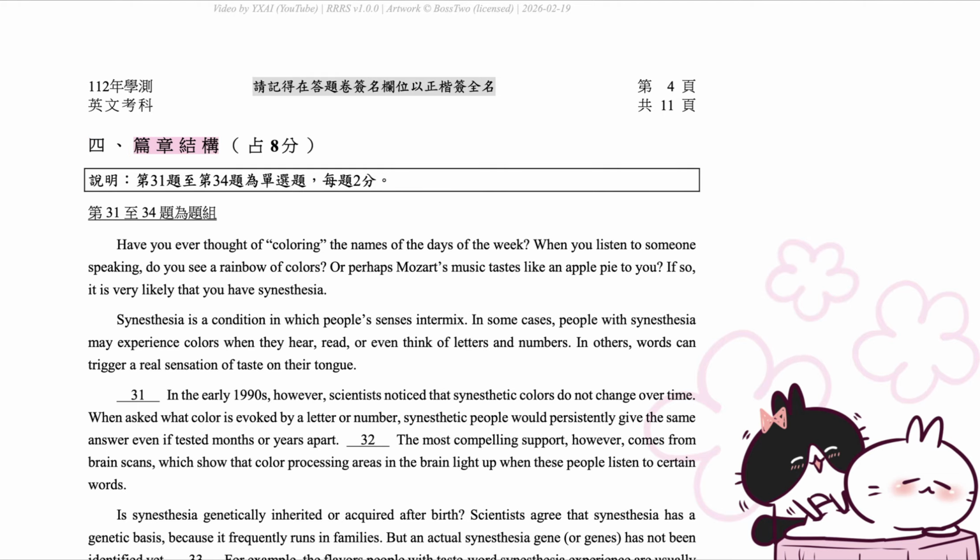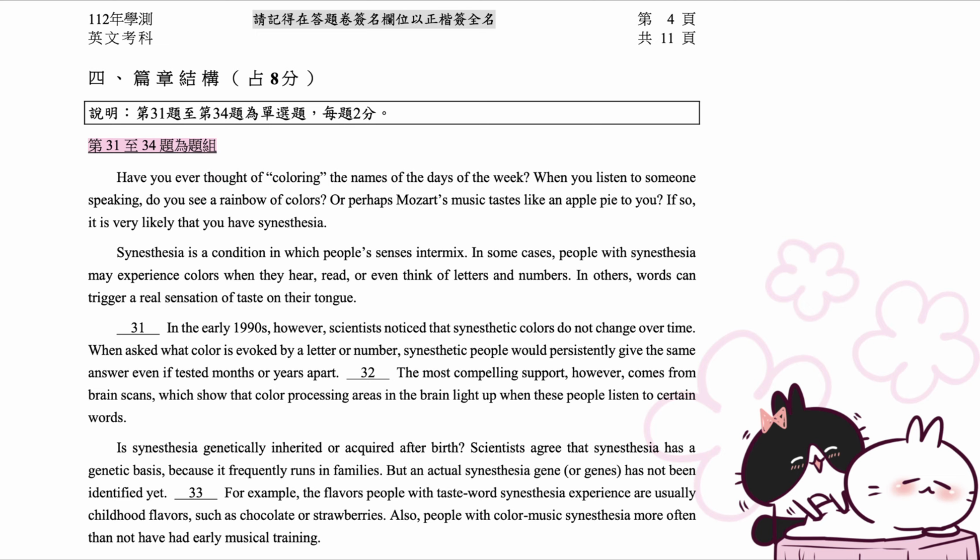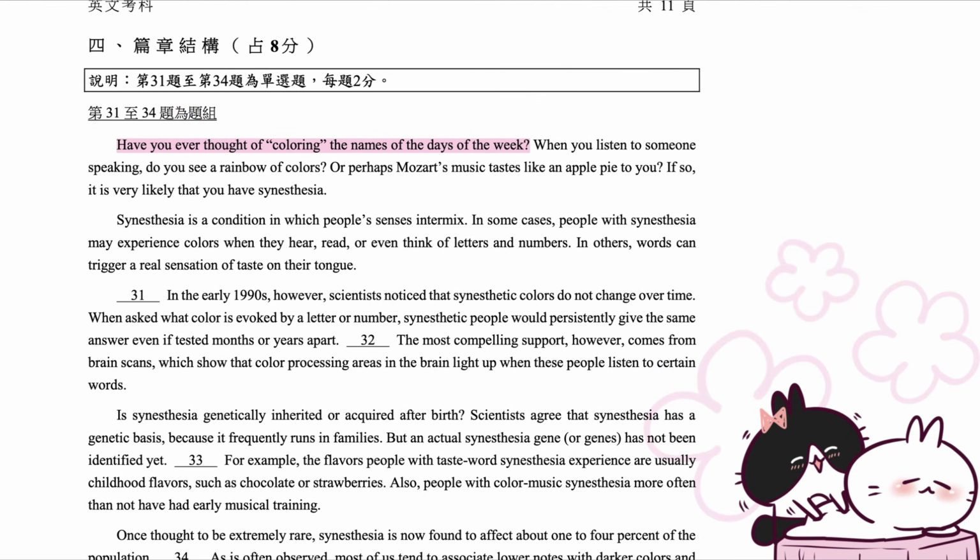4. Text structure. 8 points. Directions. Questions 31 to 34 are multiple choice questions, 2 points each. Questions 31 to 34 refer to the following passage.